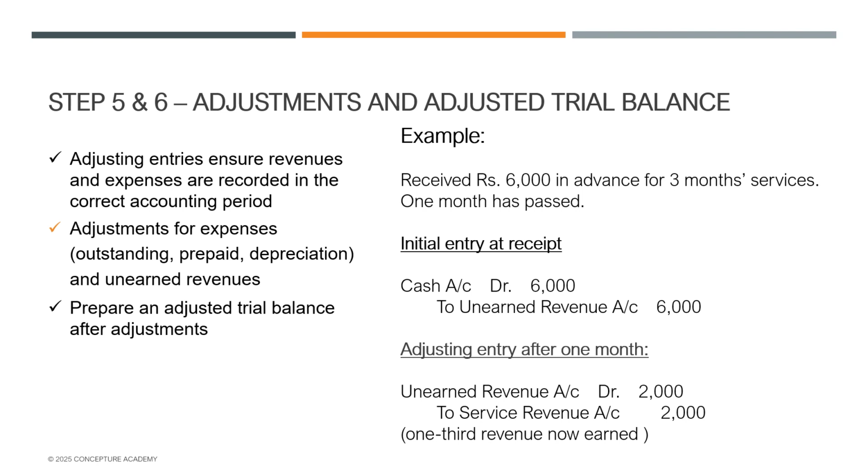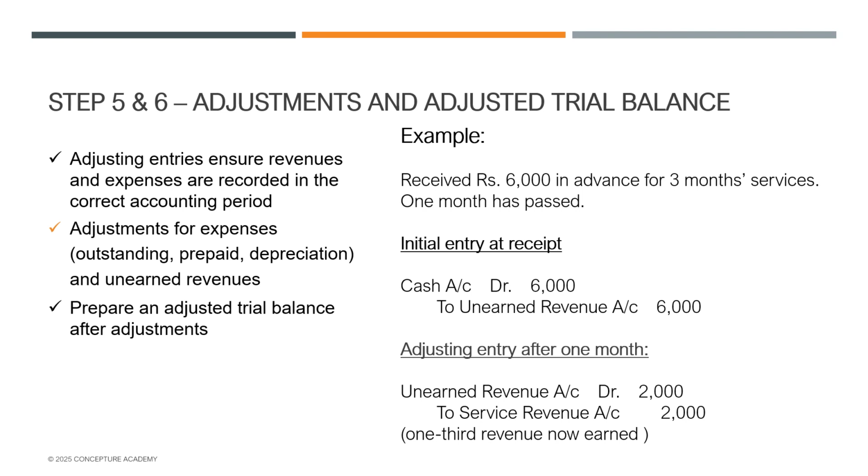At the time of receiving cash, the service has not yet been provided, so we cannot treat it as revenue. So the correct entry at that point will be cash to unearned revenue of rupees 6,000. Now after 1 month, the business has actually earned 1 month's service revenue. So since 1/3 of the advance is earned, we need to adjust that. The adjusting entry will be unearned revenue to service revenue earned of rupees 2,000.